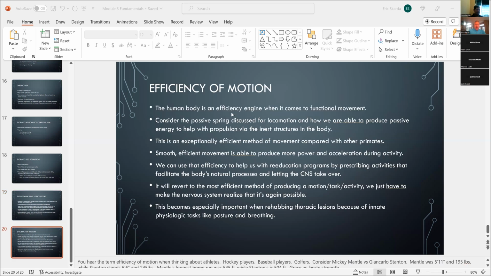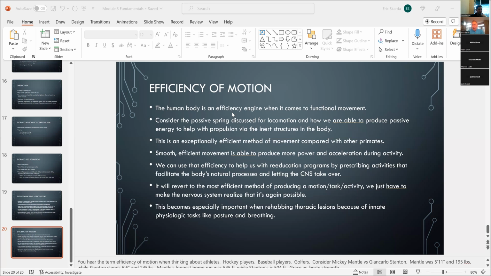Okay, I always like to talk about efficiency of motion when we're dealing with the thoracic spine, mostly because of how it affects our rehab potential. So when I talk about rehab, I'm usually talking about movement re-education. I'm talking about strengthening. I'm talking about those sort of things. The manual therapy components I usually look at as a separate portion of our treatment protocols. But because of things like innate physiologic tasks, like having to be able to breathe and produce adequate posture to resist gravity, those sort of things that we can't get away from.